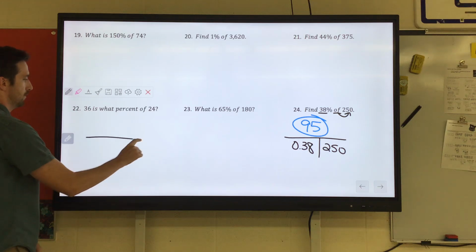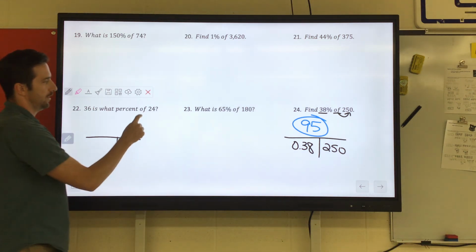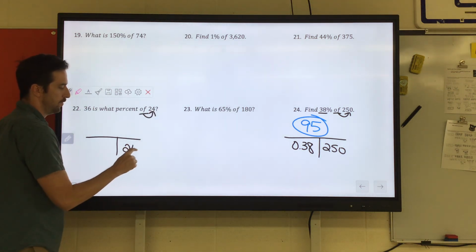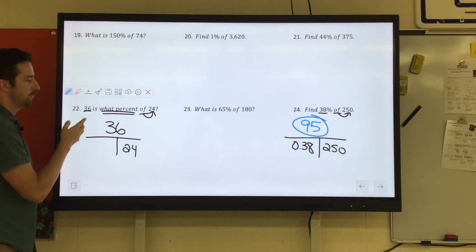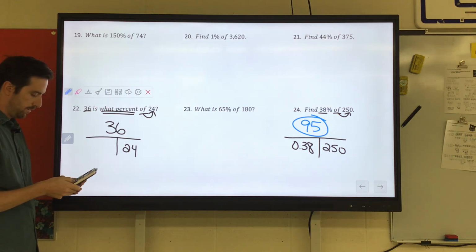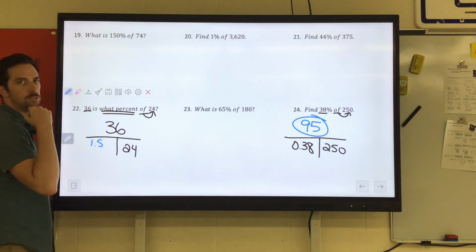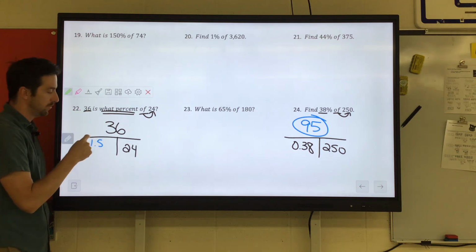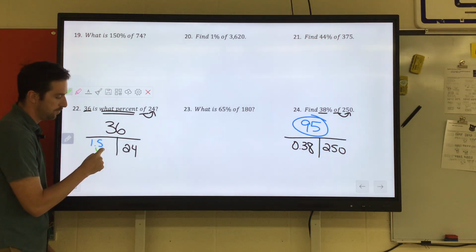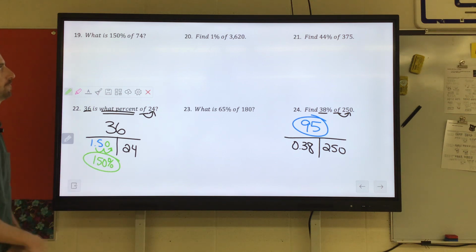Let's do 22. 36 is what percent of 24? 24 is the whole. 36 would have to be the part then. We are looking for the percentage. So if you divide 36 divided by 24, we get the decimal 1.5. We have to convert that into a percentage. So you have to either multiply by 100 or move the decimal 2 places to the right. If I move it once, it's 15, but we have to move it one more time. So really, this is going to be 150%. That one was pretty tricky.